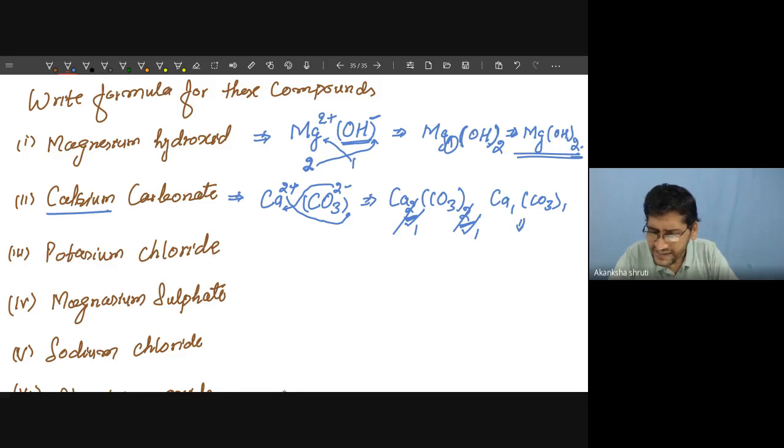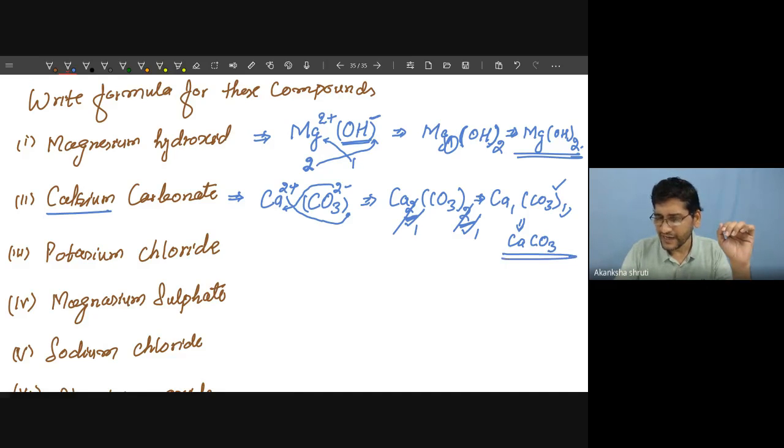Now Ca1 can be simply written as Ca, no need to write the 1. Now CO3 is also only once. Means this 1 can be left and this bracket can also be left, because CO3 itself is acting as 1 unit and it is only 1 time. So the correct formula is CaCO3. Are we getting it? So this way you have to understand how to write the formula.